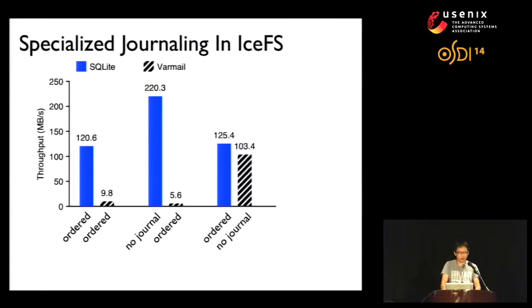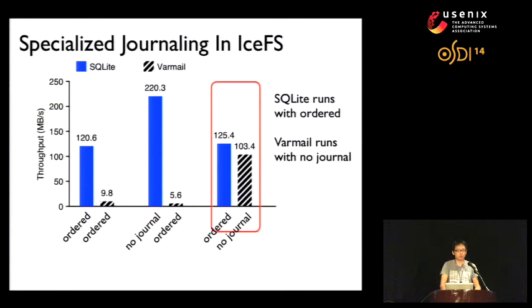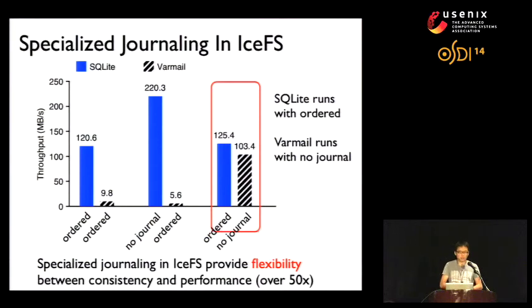We can also do this for VMware. We can see the VMware throughput is increased over 50 times because it can avoid a lot of the overhead in the transaction. So specialized journaling in IceFS can provide flexibility between consistency and performance for applications and users.